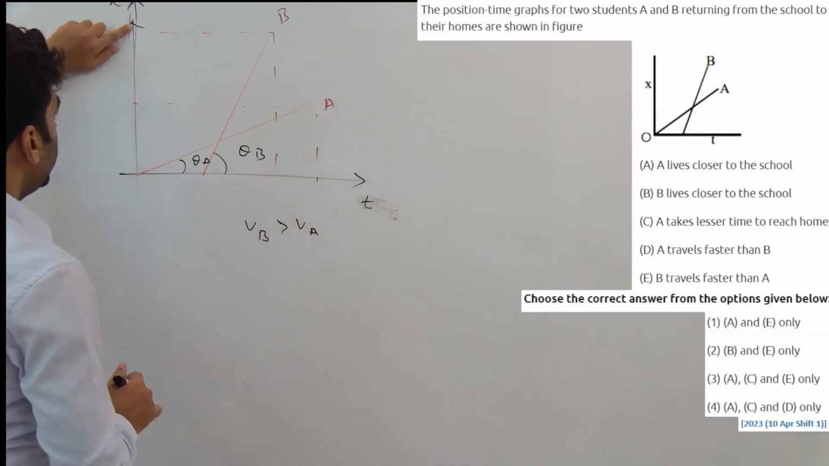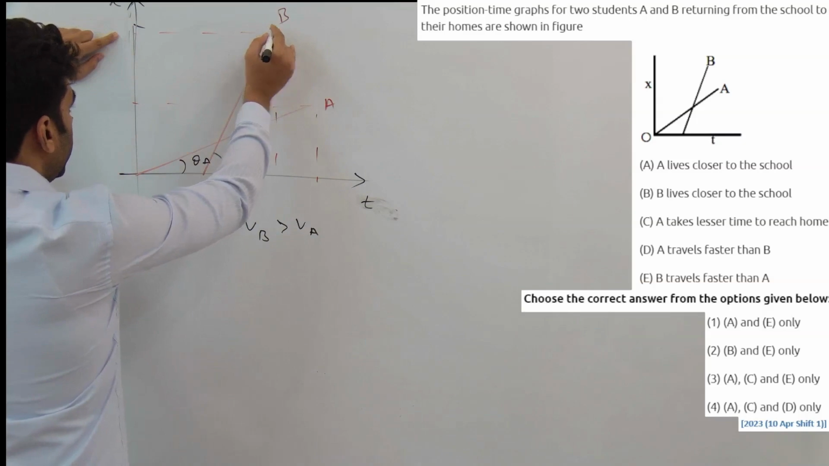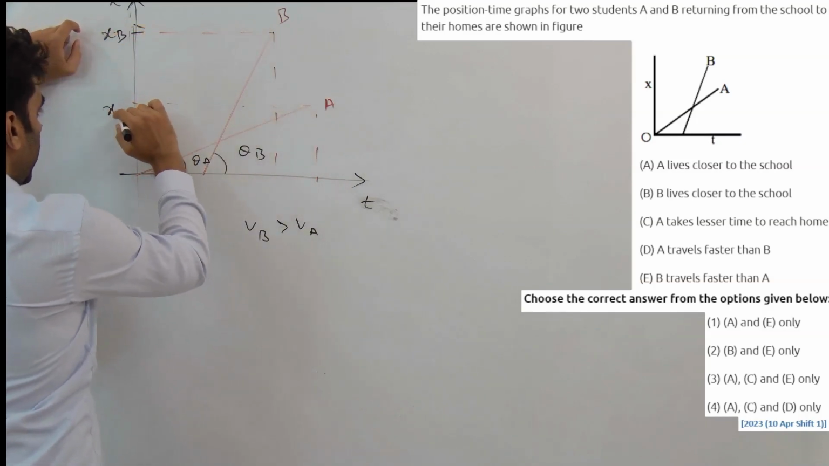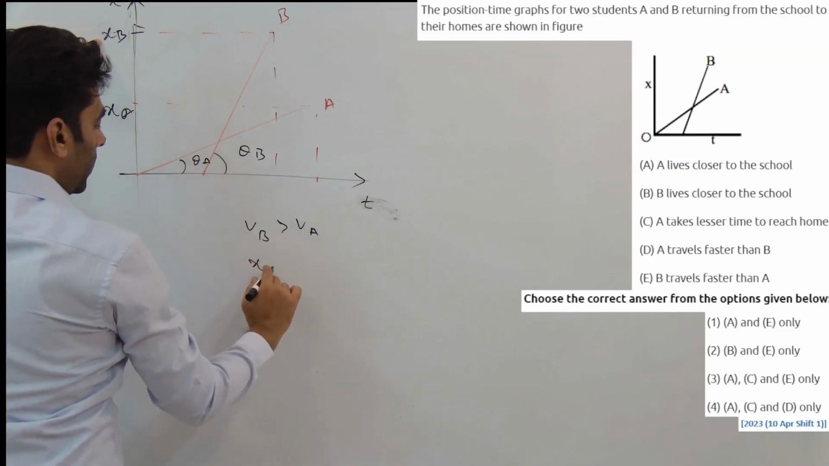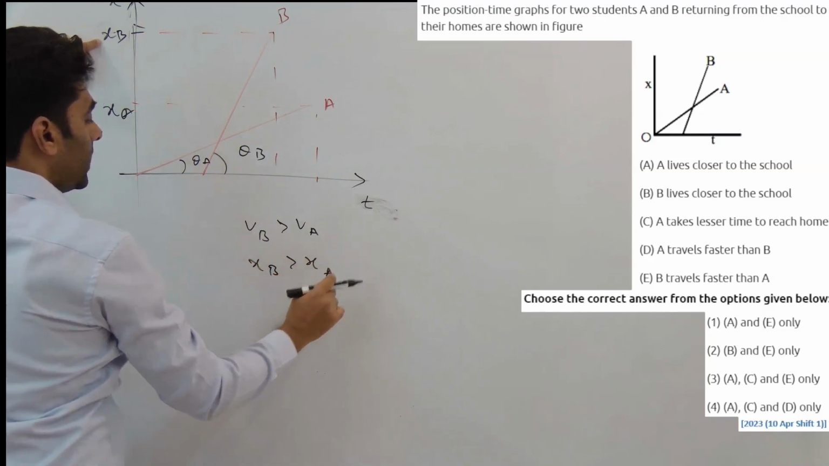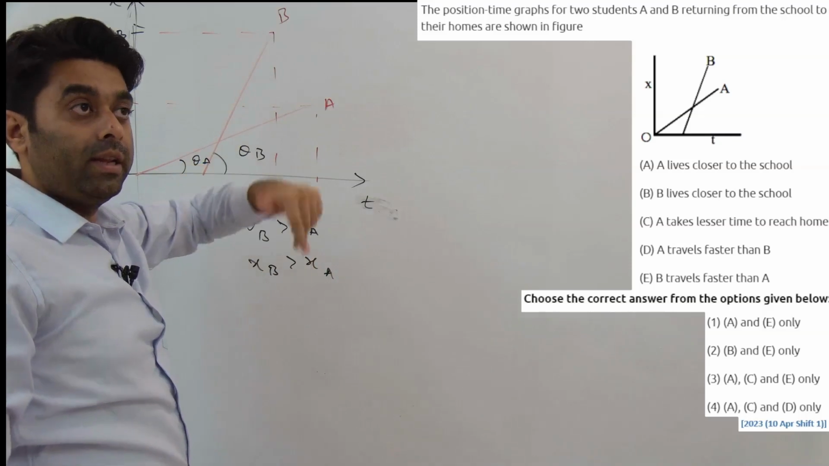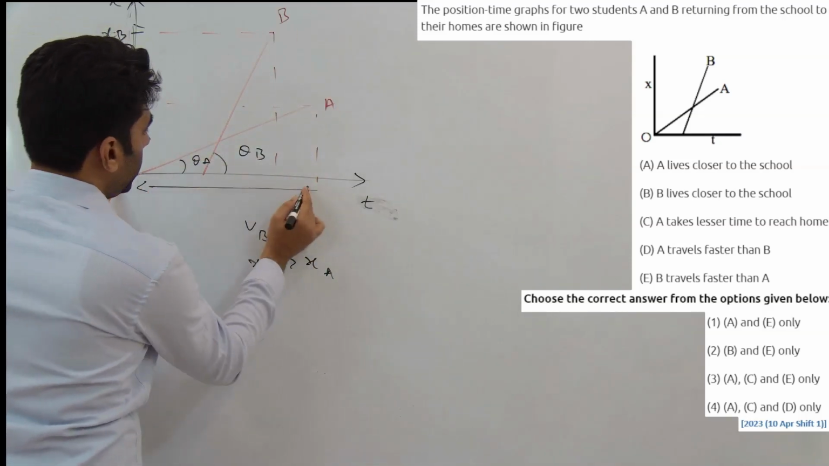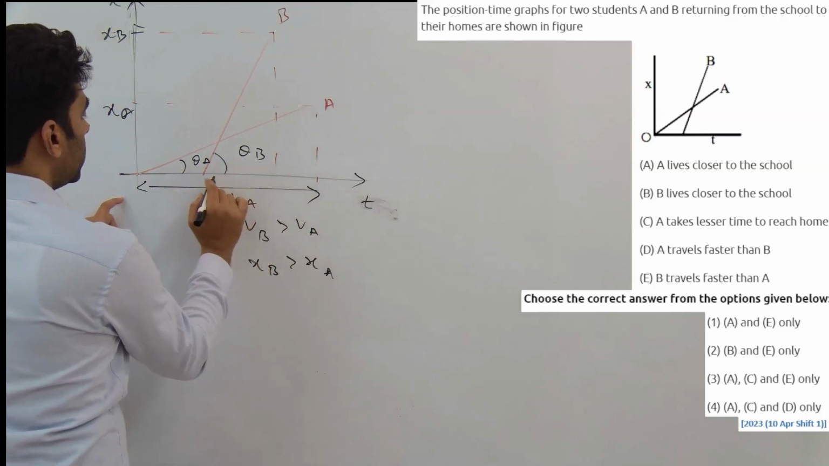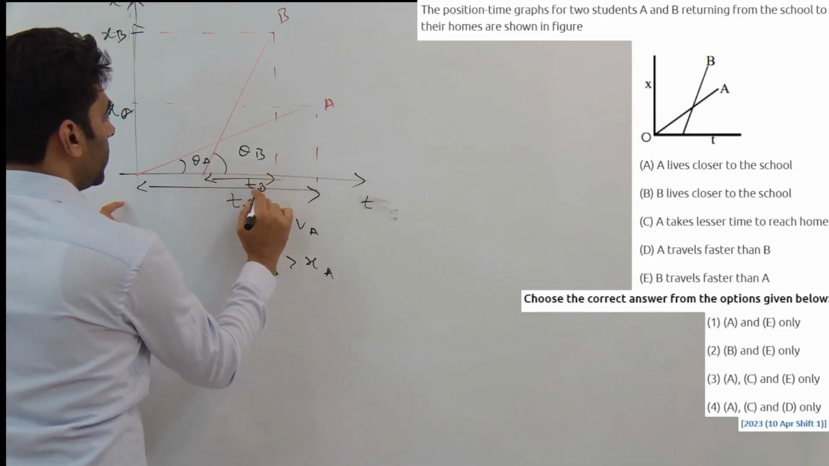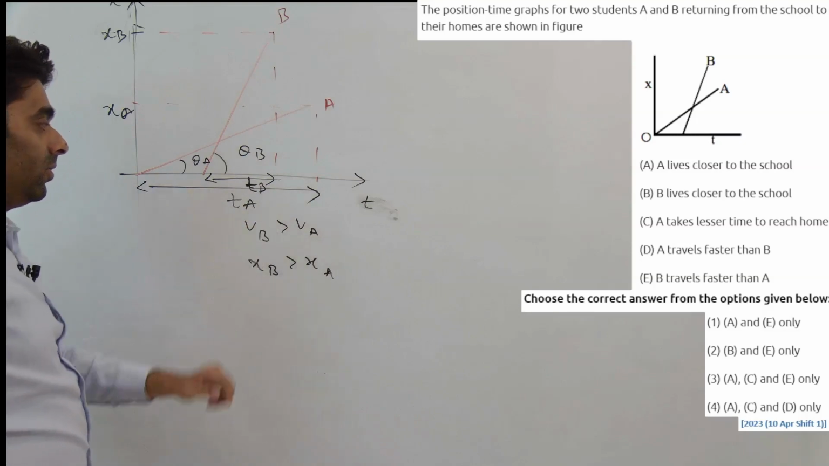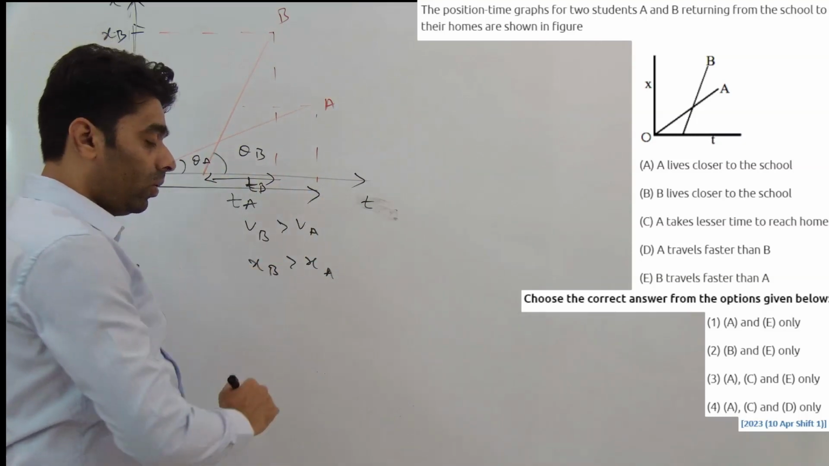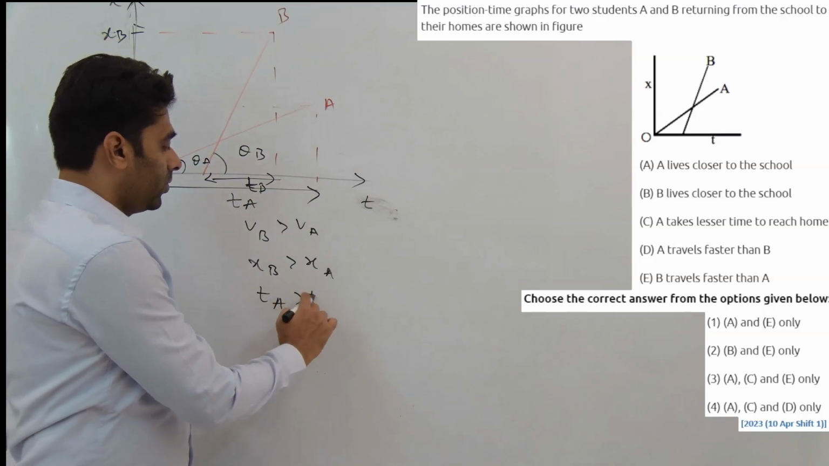Next thing, you can see carefully that this is XB and this is XA. So as we can see from this, XB is greater than XA. That means A lives closer to the school and B lives farther. Next, if you notice carefully, this is the time taken by A, and this is the time taken by B. Very clearly you can observe that time taken by A is more than time taken by B.